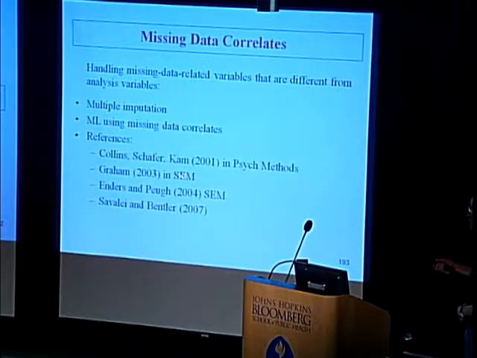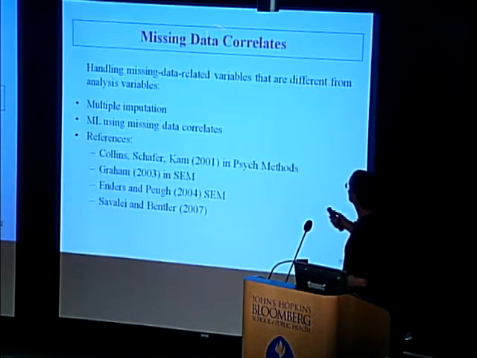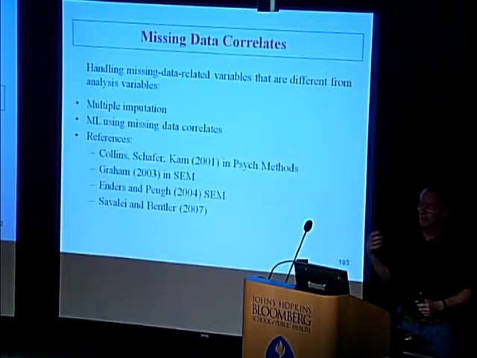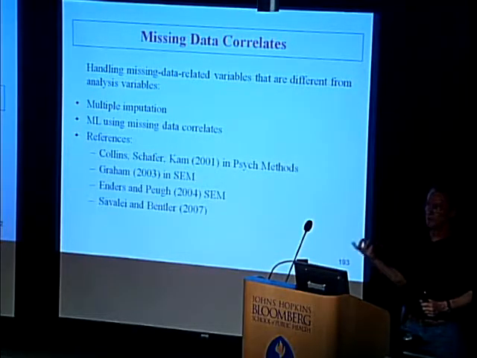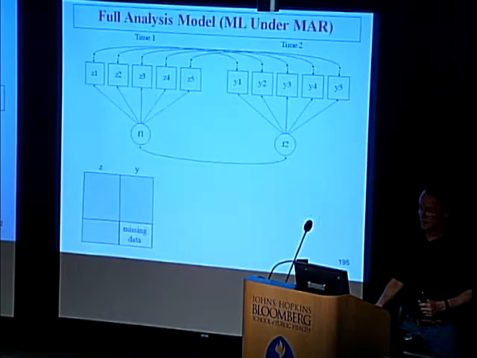SEM is the Structural Equation Modeling journal. Various kinds of overview references. And Craig Enders' book will also talk about using missing data correlates. Again, it is variable in trying to incorporate variables that correlate with missingness, even though they don't have a substantive role, to make the maximum likelihood estimates under MAR be better. So I'm going to skip these pages.